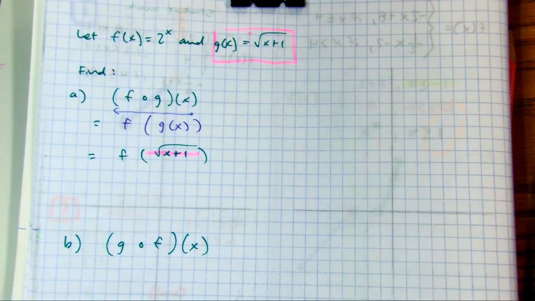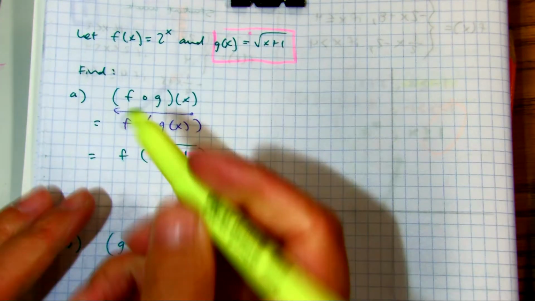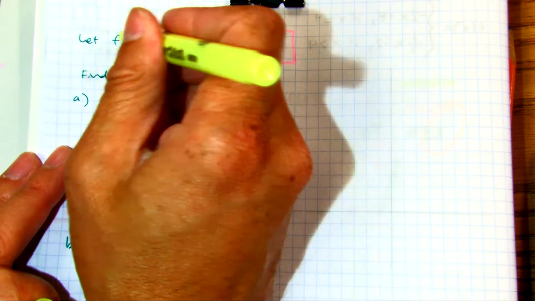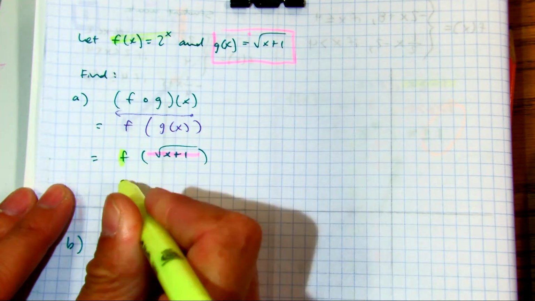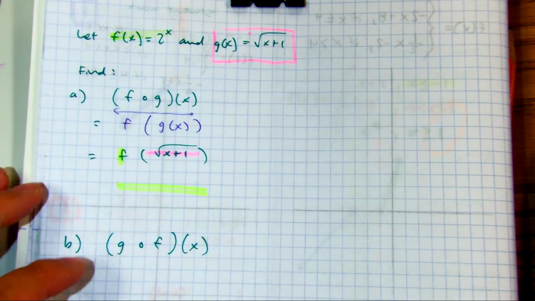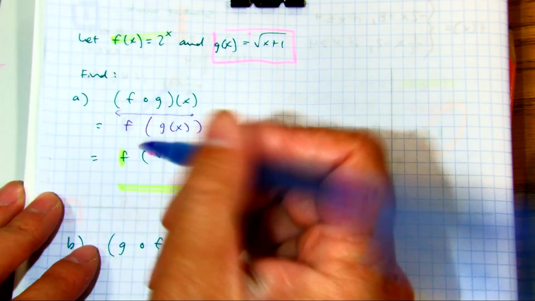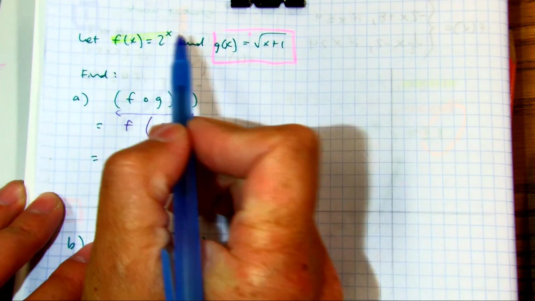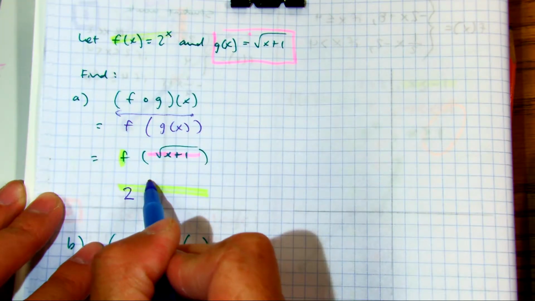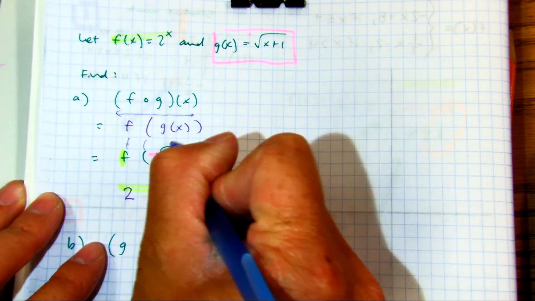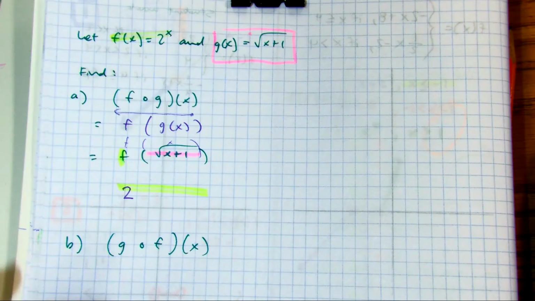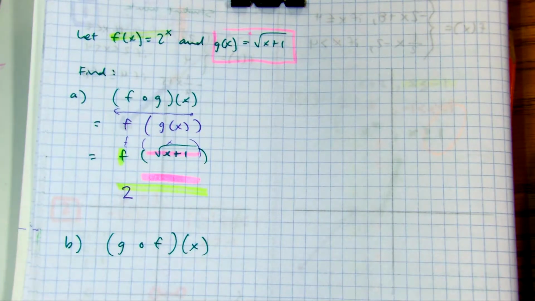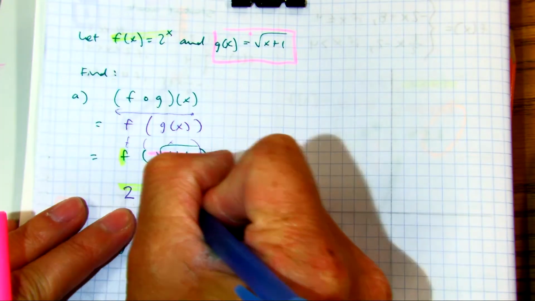Okay, here's the hard part now. What is f of x? Okay, so what it's saying is, I'm going to write, in my function, I have the 2, but every x value, instead of putting an x here, this is my new x. Does that make sense? So now I'm going to put that pink up here. Now I have the square root of x plus 1.